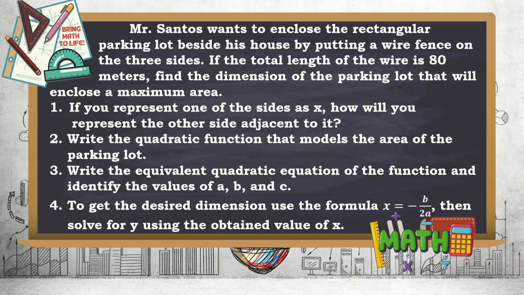Number 1. If you represent one of the sides as x, how will you represent the other side adjacent to it? Number 2. Write the quadratic function that models the area of the parking lot. Number 3. Write the equivalent quadratic equation of the function and identify the values of a, b, and c. Number 4. To get the desired dimensions, use the formula x is equal to negative b over 2a, then solve for y using the obtained value of x.